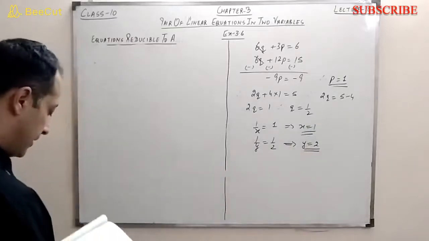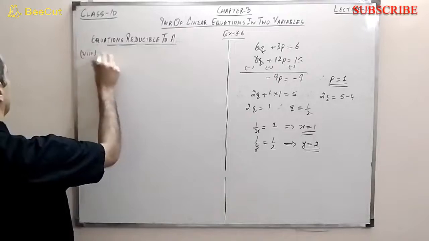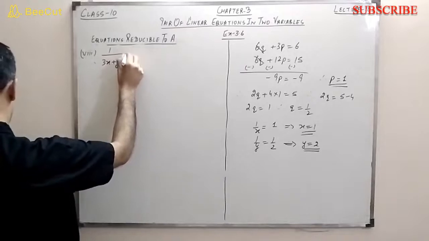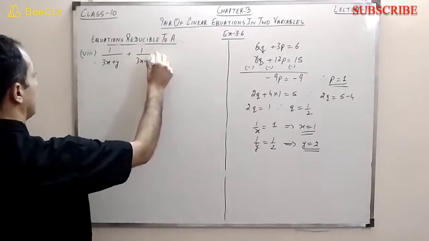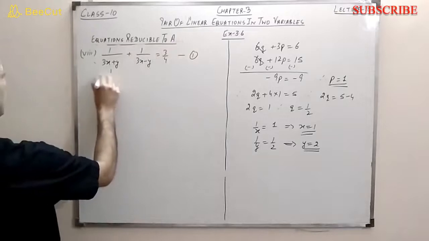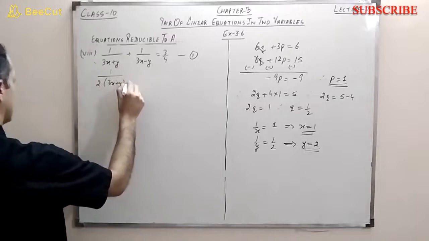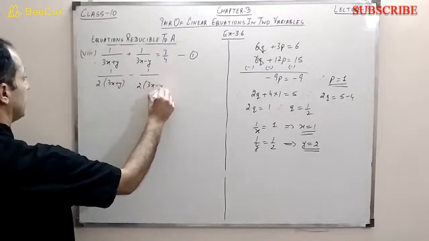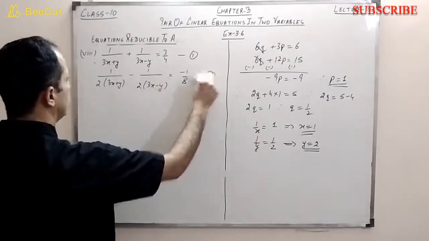Now the last part is given to us as 1 upon 3x plus y plus 1 upon 3x minus y equals 3 by 4. This is my first equation. Then I write 1 upon 2 into 3x plus y minus 1 upon 2 into 3x minus y equals minus 1 by 8. This is my second equation.